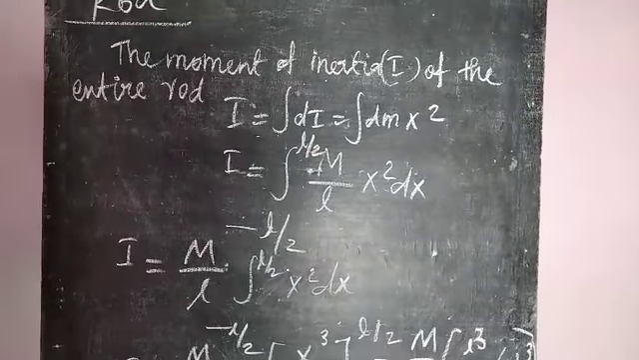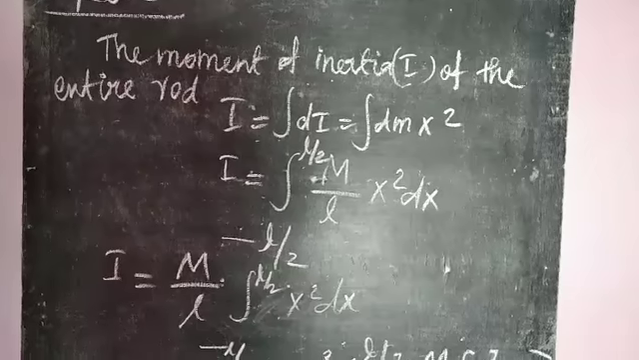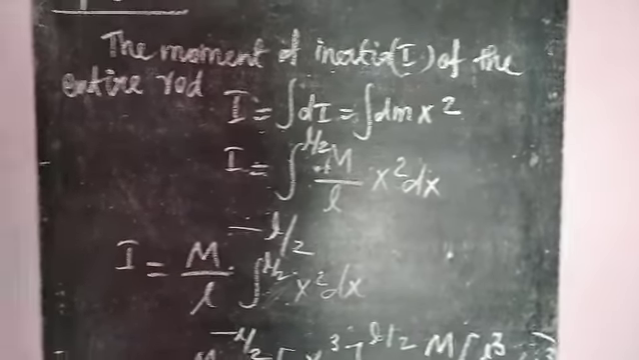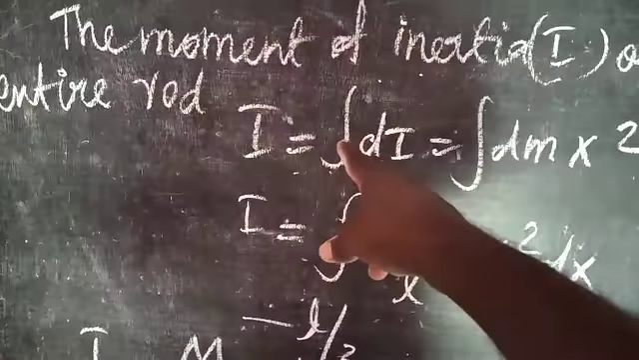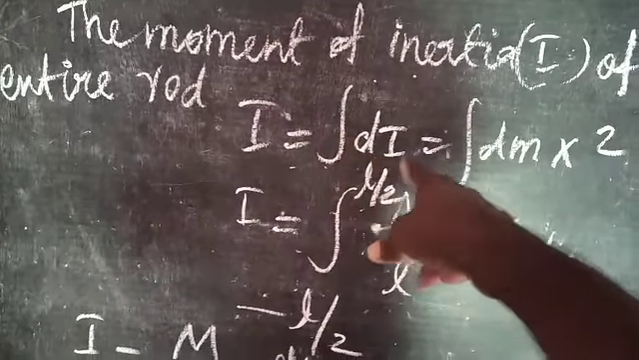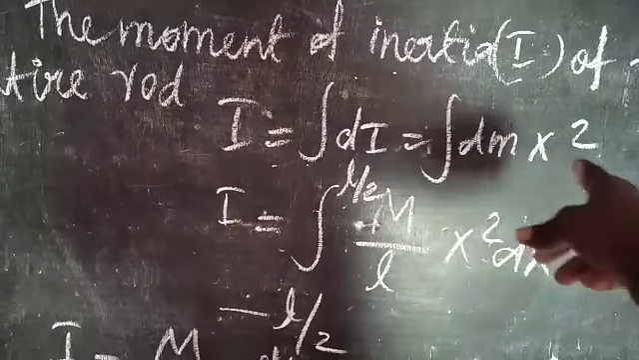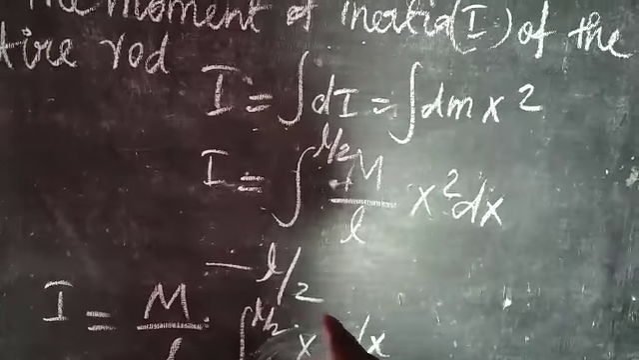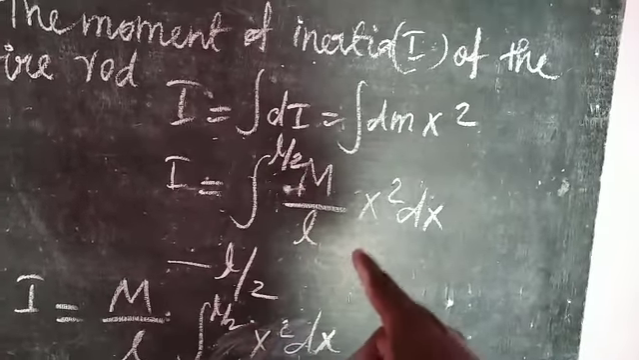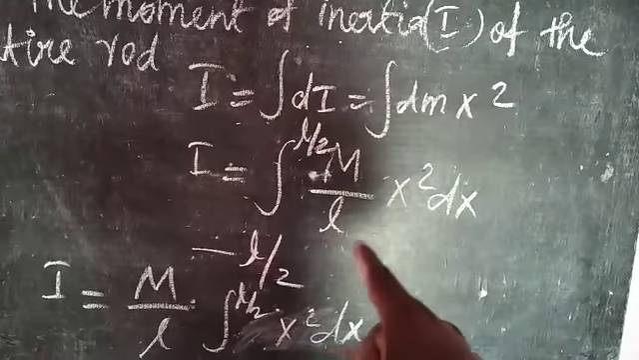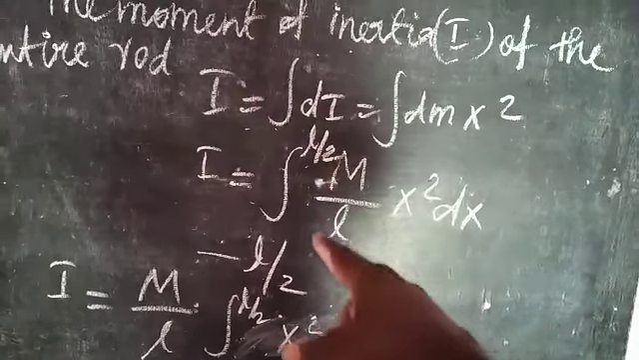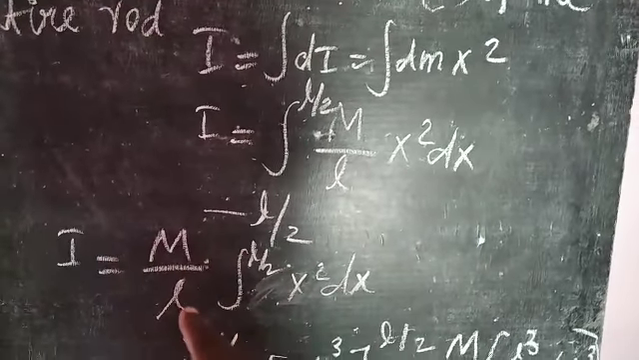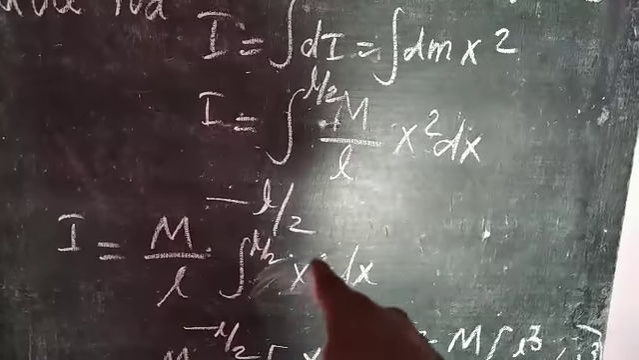The moment of inertia I of the entire rod is obtained by integrating the above equation: I is equal to integration dI, equal to integration dm x square. The limits of x change from minus L by 2 to plus L by 2. Substitute the dm value, m by L x square dx. In this equation m by L is constant, so it is taken outside the integration symbol. So I equal to m by L integration from minus L by 2 to plus L by 2 of x square dx.